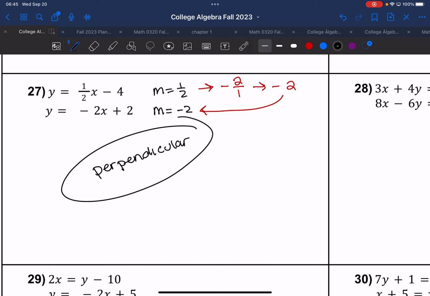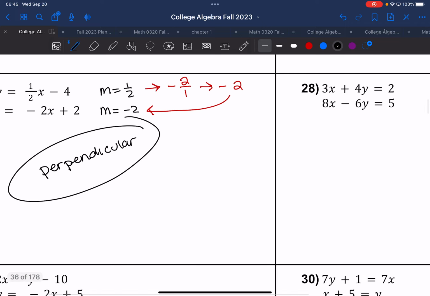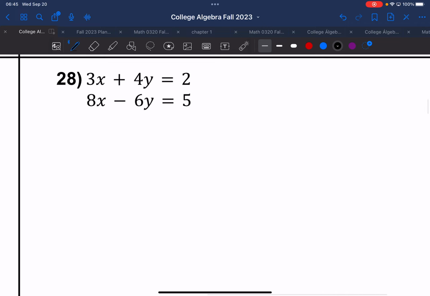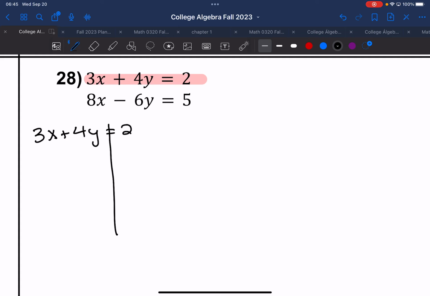So the first 3 were pretty easy because they already had them in that slope-intercept form. Now on 28, our first step is going to turn each equation into slope-intercept form before we determine if they are parallel or perpendicular. So for the first equation, we have that 3x plus 4y equals 2. We need to get y by itself, so what would be our first step?